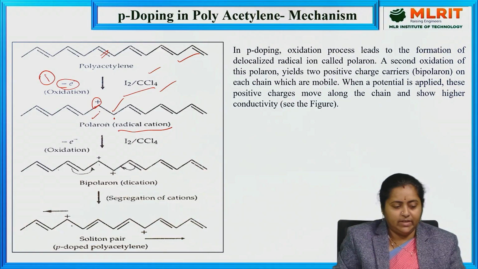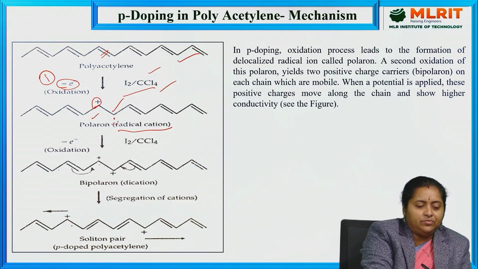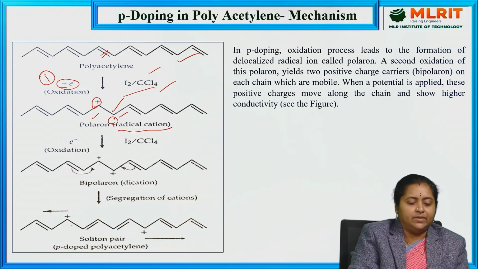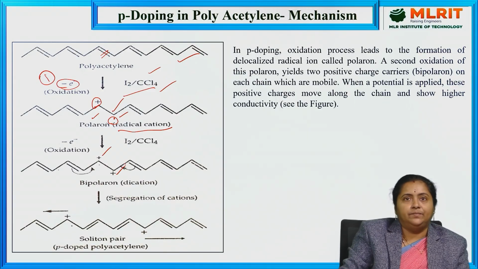And then if it is subjected to a second oxidation reaction, there is one more free radical present from the initial step. That also it is able to lose, so that it gets two positive charges. That's why it is called a dication or bipolaron.